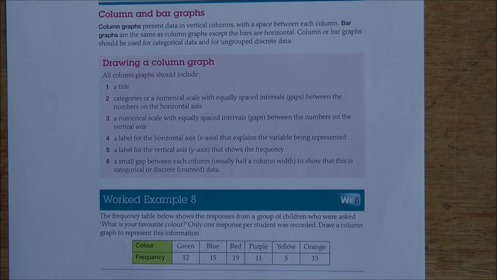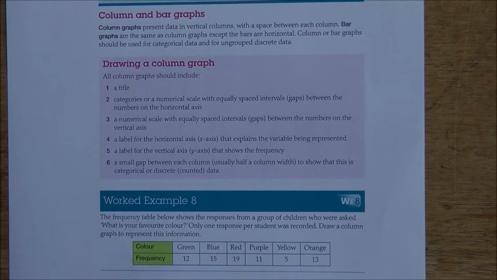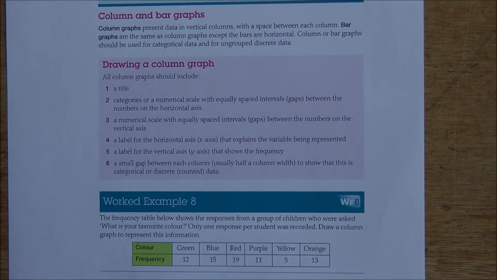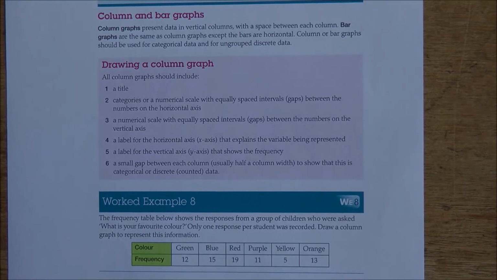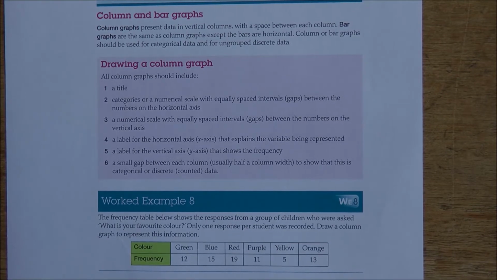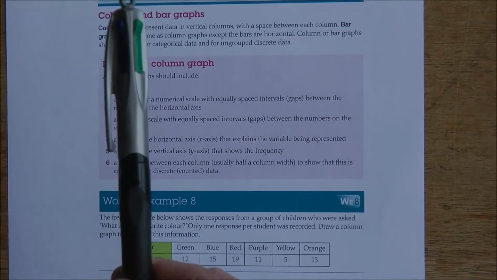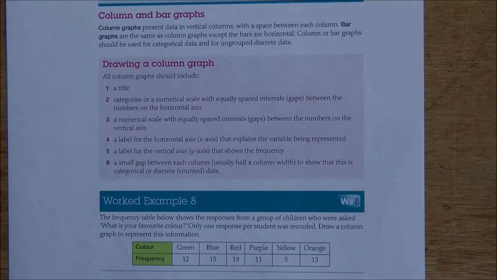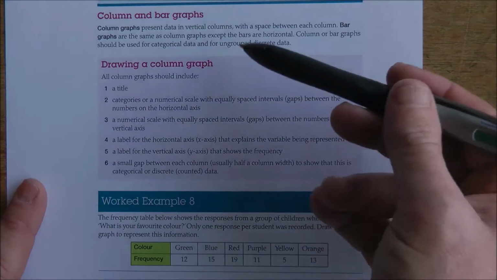Column and bar graphs. So a column graph is where we represent data in a vertical column with a space between each column, and a bar graph is basically the same thing except it's done horizontally. So instead of being vertical columns, it's horizontal like that. When we draw these graphs, there's a few things we've got to keep in mind.